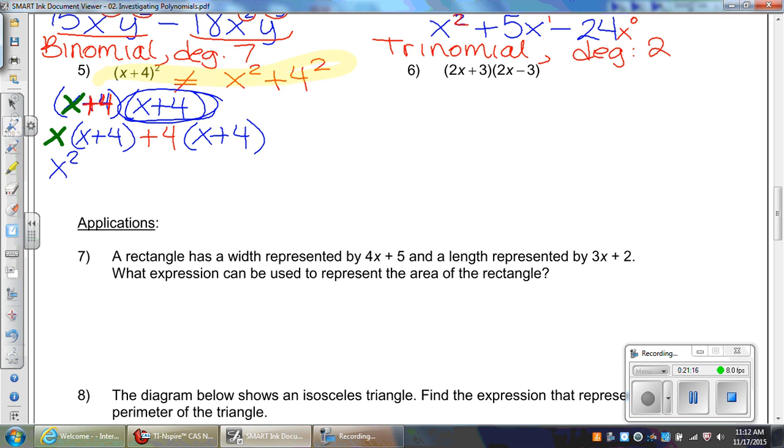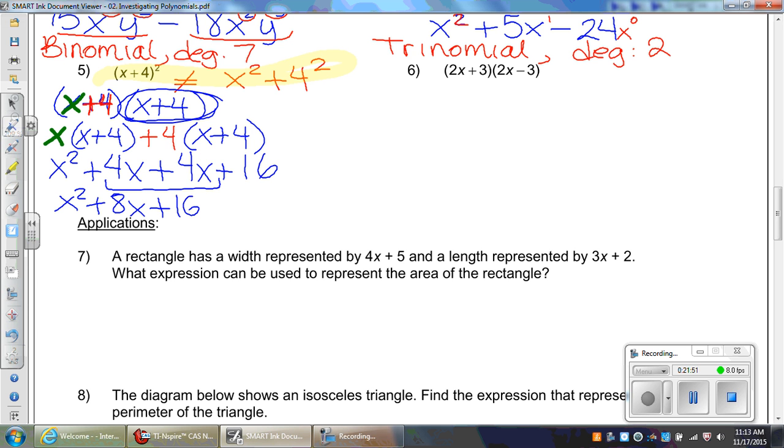x squared plus 4x. Okay. And Sebastian? Plus 4x plus 16. All right, very good. And of course we have the two terms in the middle are like terms. Moreover, they're identical, right? They have the same coefficient. So we could say that if we combine them, we will get what? 8x, right? So we have x squared plus 8x plus 16. So this one is a trinomial, right?